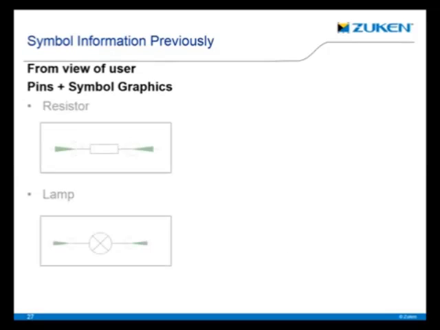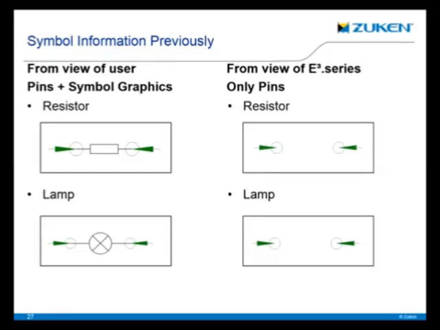Let's have a closer look at the symbols. Here we see a symbol from the user's view. The symbol has pins and a symbol graphic. The user interprets the graphic, for example, a resistor or a lamp. E3.series will see only the pins without any function. To do the checks and the calculation, we definitely need more information. To store additional data for E3.eCheck, we use functional units.